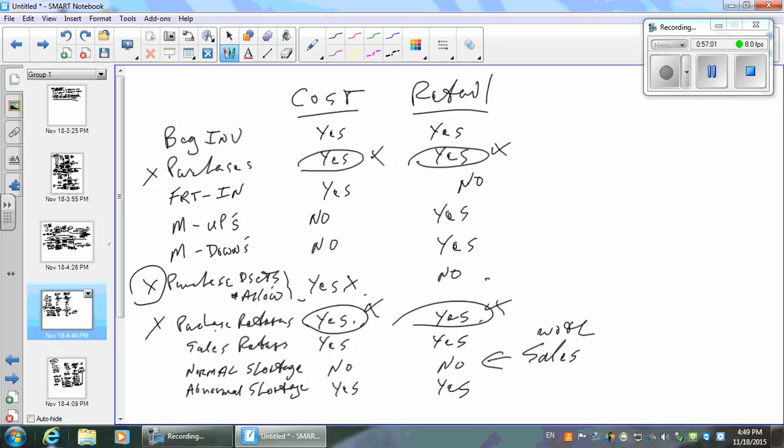The sales side works the same way, right? If my customer delivers something back to me, I put it back in inventory. What if I give my customer a discount or an allowance? I don't put it back in inventory, so it only adjusts the sales. Okay?